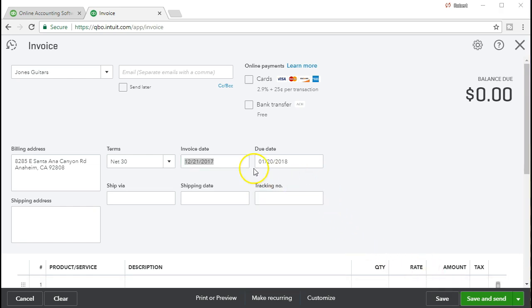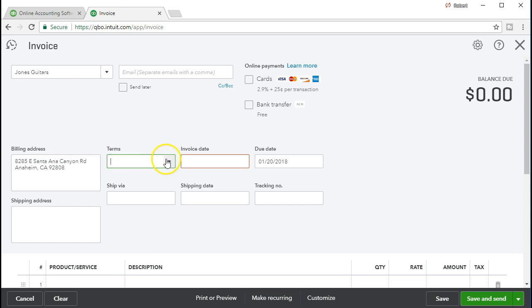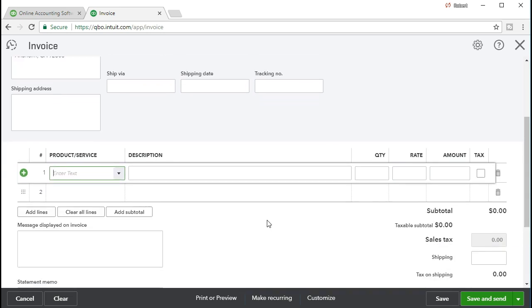The invoice date is going to be 01/12/21. So net 30. Let's say net 30. I'm going to choose this one. And then the invoice date 01, and we're going to say 12/21. And then it'll give us the ending date, 2/11/21, 30 days later. Then I'm not going to put any different thing into the shipping. We're going to go down to the product item then.